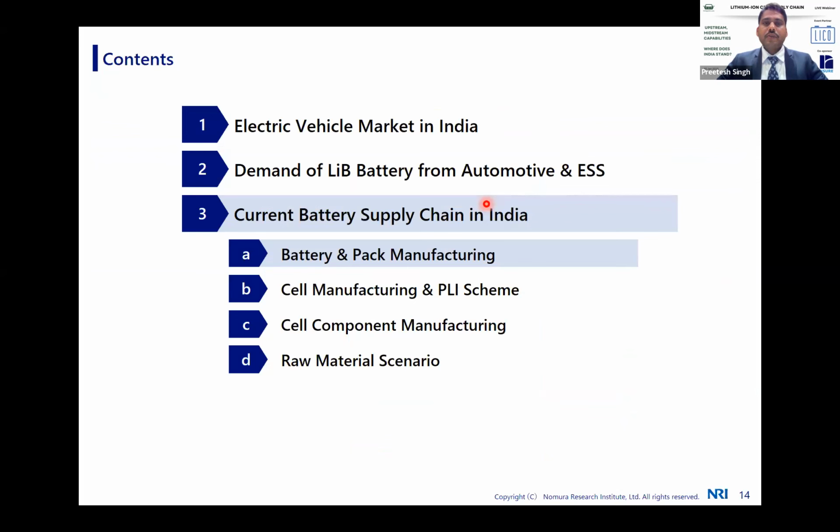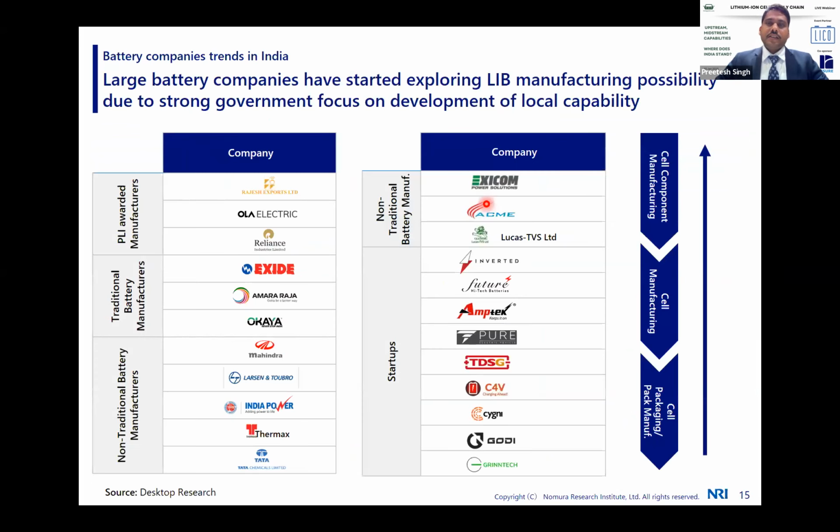Why so? Let's have a look at the current battery supply chain in India. It is a natural progression that we start from pack manufacturing and then eventually end up at the cell manufacturing components. But in this progression, currently we are mostly at the pack manufacturing stage. You can see the different kinds of companies, categorized. The purpose is to understand what efforts, at what level and in what direction, Indian organizations are making in lithium-ion battery manufacturing. So we have companies like Ola, Reliance, and Rajesh Export, which have been awarded under the PLI scheme.